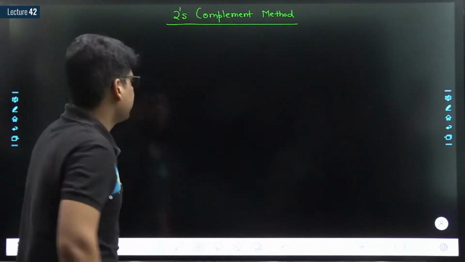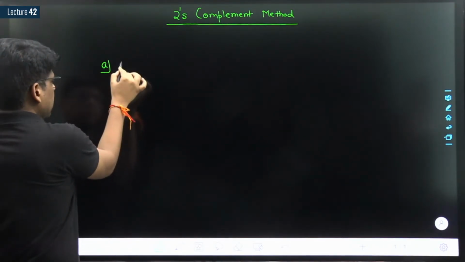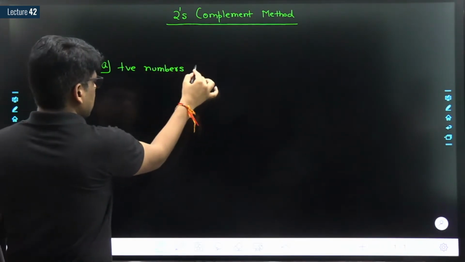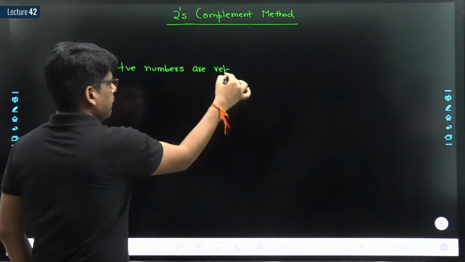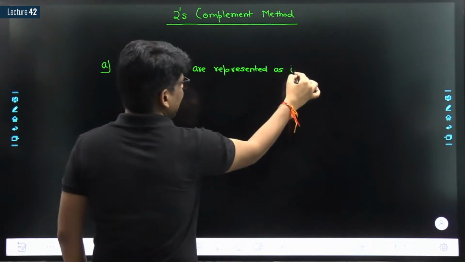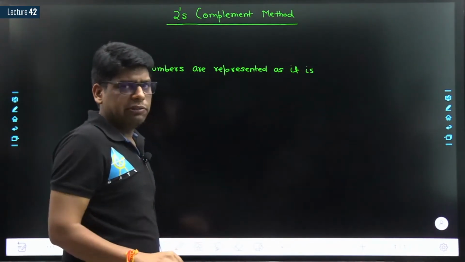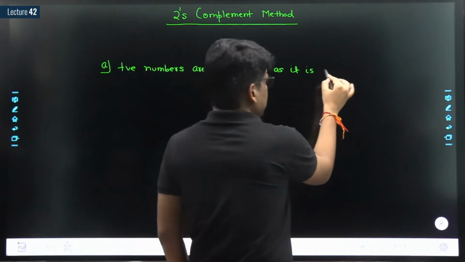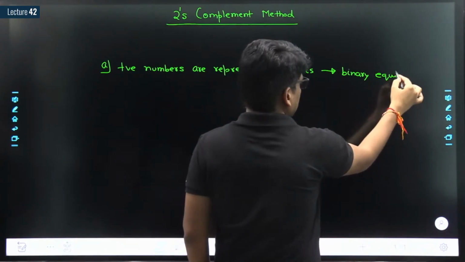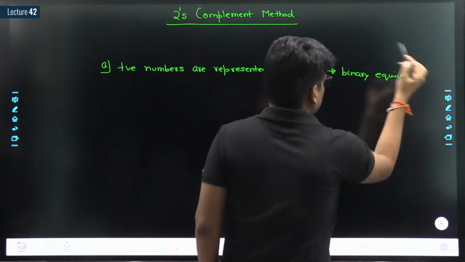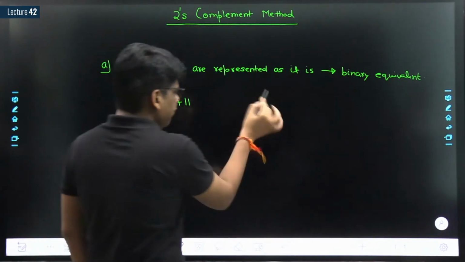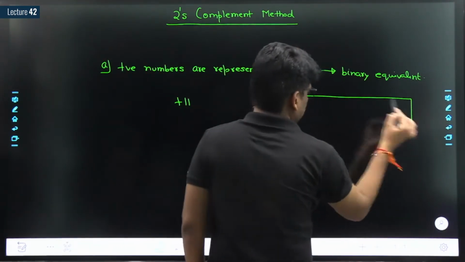So, what does it say? It says that positive numbers are represented as they are. As they are, what does that mean? That means just find the binary of them, the work is done. Just find the binary equivalent. That means, if I ask how to represent plus 11 in this number system if the integer is of 8 bits.